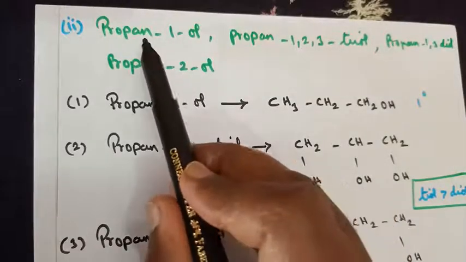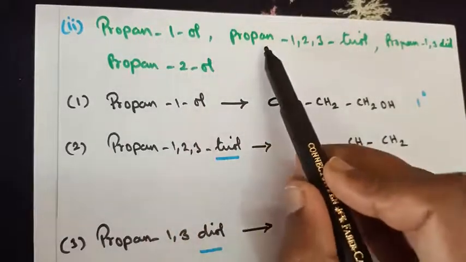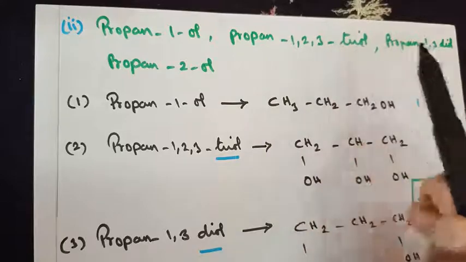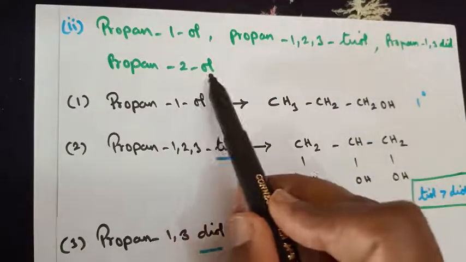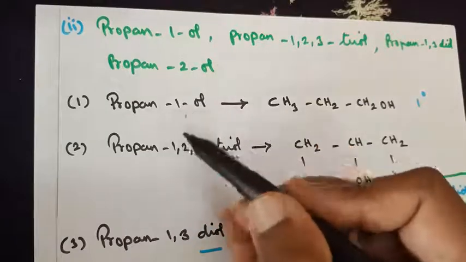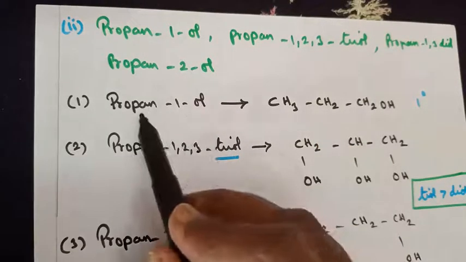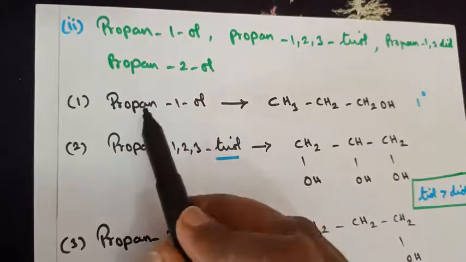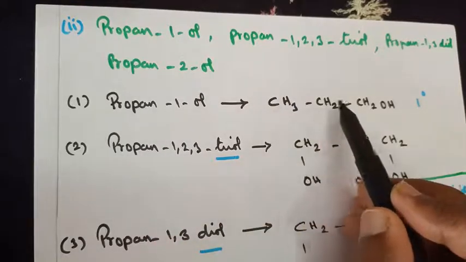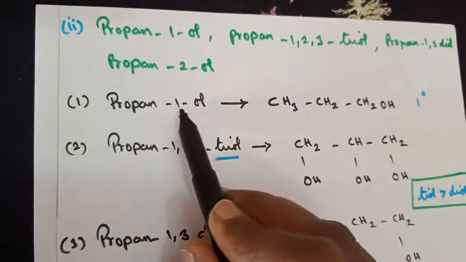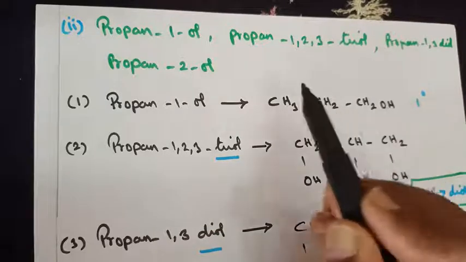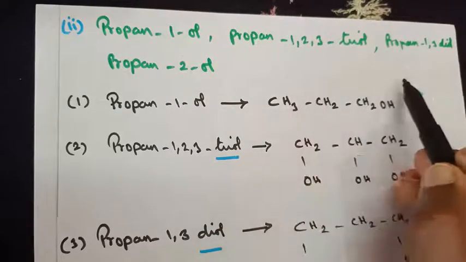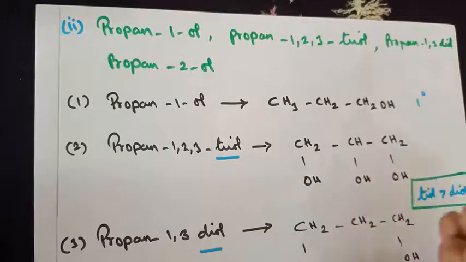The given question is propan-1-ol, propan-1,2,3-triol, propan-1,3-diol, propan-2-ol. All you have to do is first give the structure for it. Propan, when you hear it, stands for a 3 carbon atom: 1, 2, 3 carbon atom. 1-ol stands for the first carbon having a hydroxyl group. Either you can move from this direction or from that direction, provided the first carbon has got a hydroxyl group.